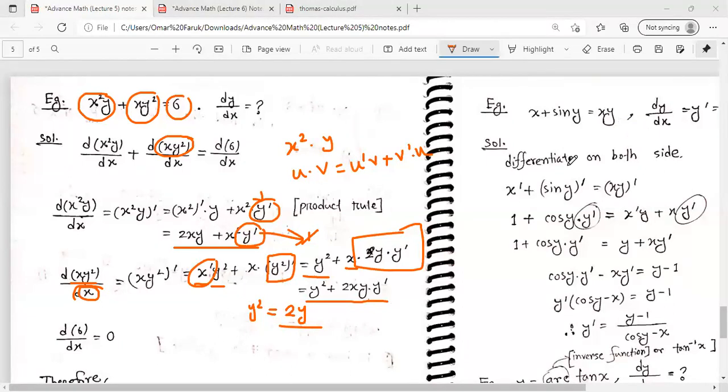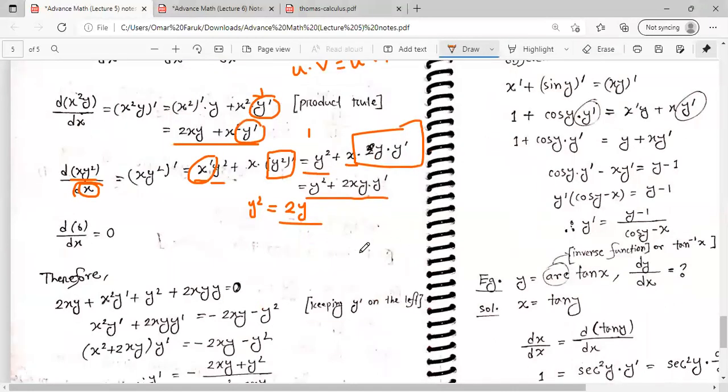Will you please explain the product rule? It's very difficult. Okay, product rule. So the product rule is, if two functions are multiplied like this way, u multiply v, okay? They are multiplied. So the derivative of u multiply v.